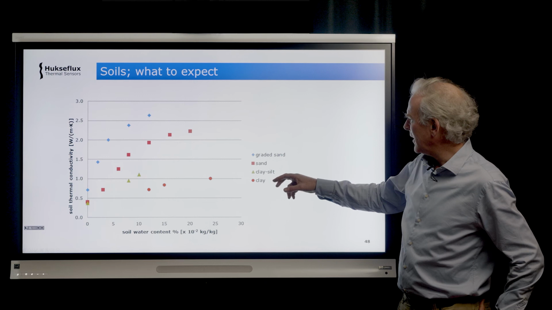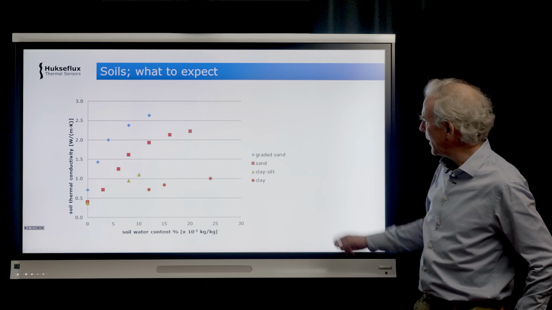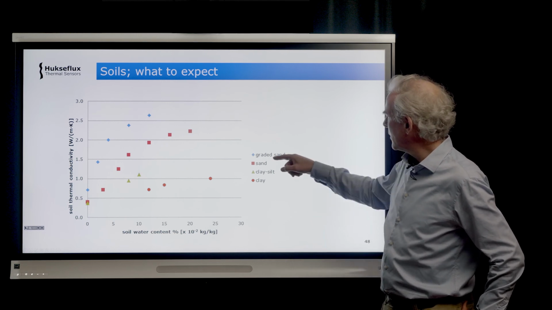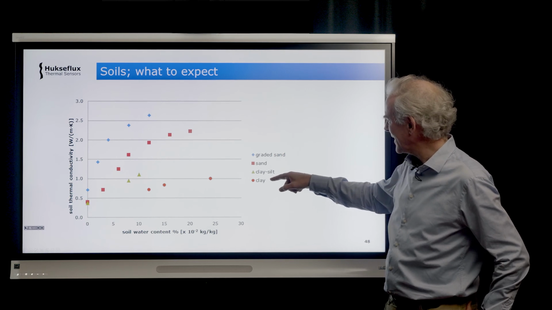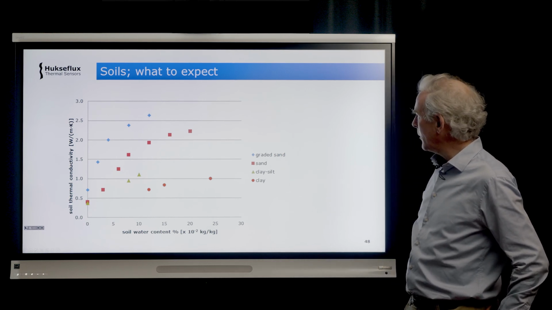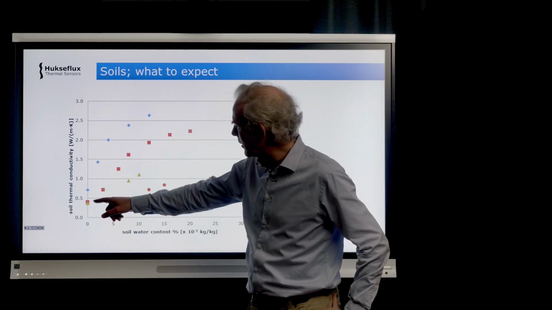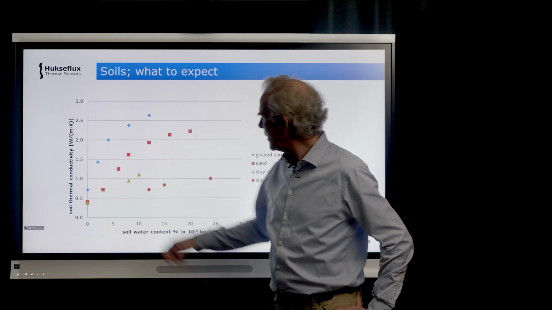So I'm going to explain about 4 different soil types, which is graded sand, sand, clay silt, and clay. Let's start with the sand. So here, that's this graph here.